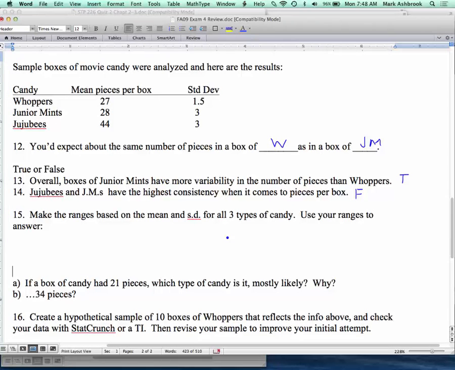So 17 is just like 16, but it's jujubes, okay? So I just, below, you can't see it now. 17 is just like 16, but jujubes.